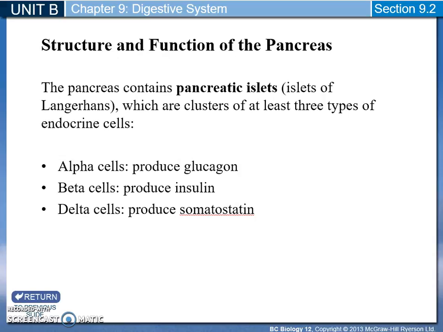As far as the structure of the pancreas goes, it contains what are referred to as pancreatic islets, and this is called the islets of Langerhans. These are clusters of at least 3 types of endocrine cells, and they include the alpha cells, which produce glucagon, beta cells, which produce insulin, and the delta cells that produce somatostatin.